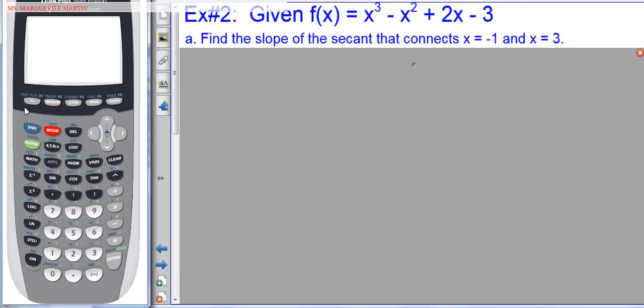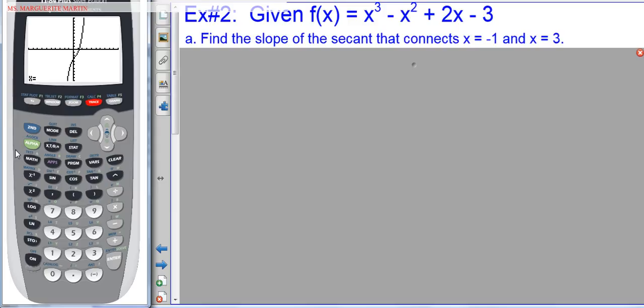Now using our calculator, we're going to go to y equals and graph this: x cubed minus x squared plus 2x minus 3. Let's graph it in Zoom 6 to start off with. Okay? Well, we want to find the slope of the secant that connects x equals -1 and x equals 3.